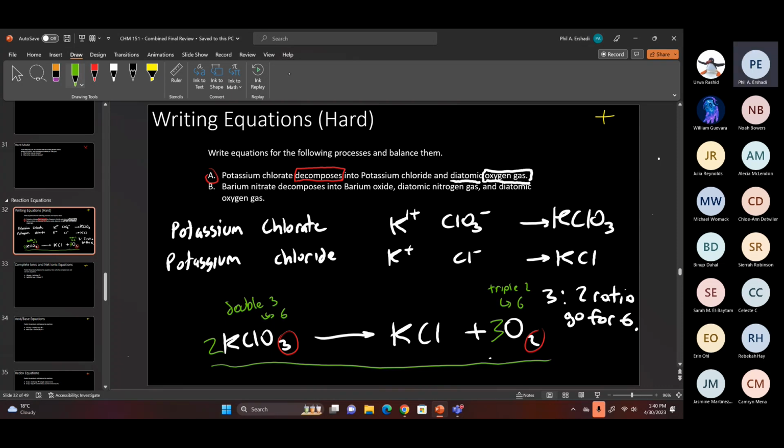So we just have to get formulas for every set of words, write them down, and balance them. Now that we've done some practice with naming, you may be in better shape to do that. I am going to make a note here that oxygen gas always stands for O2.